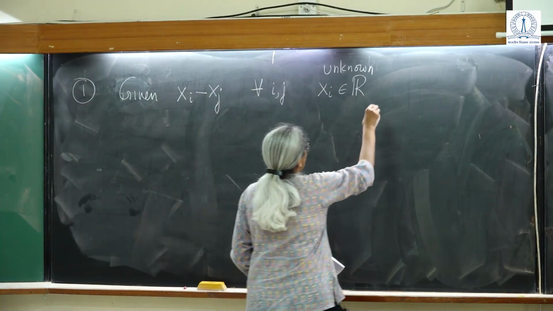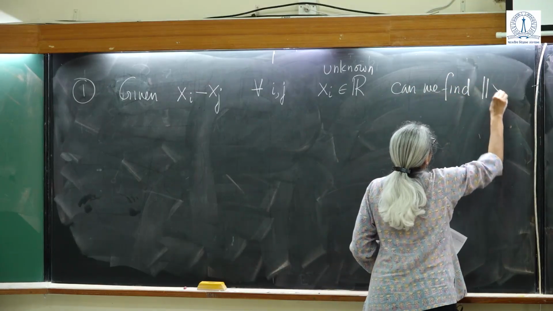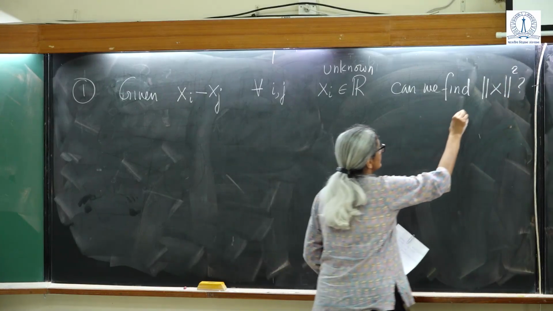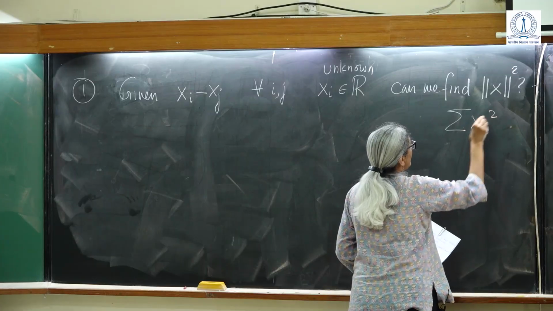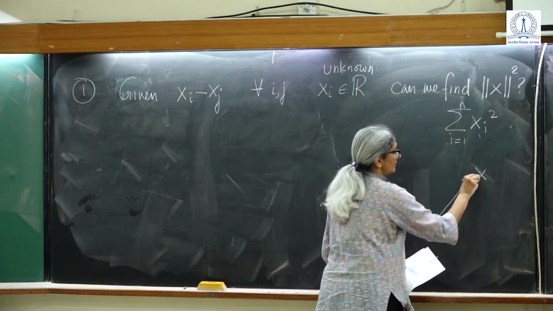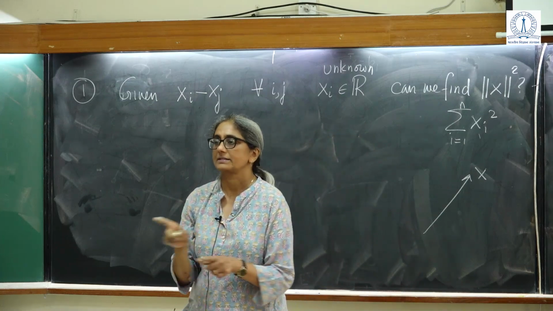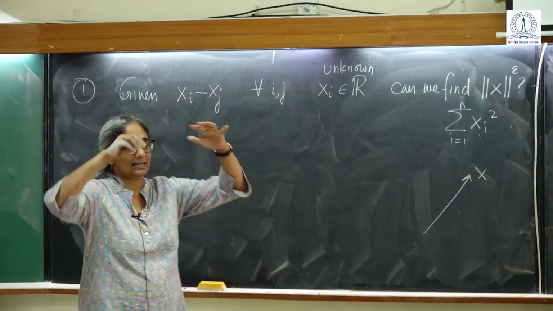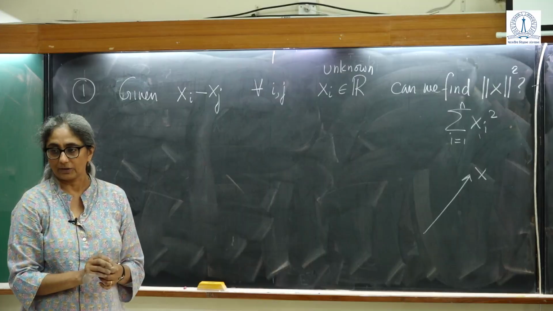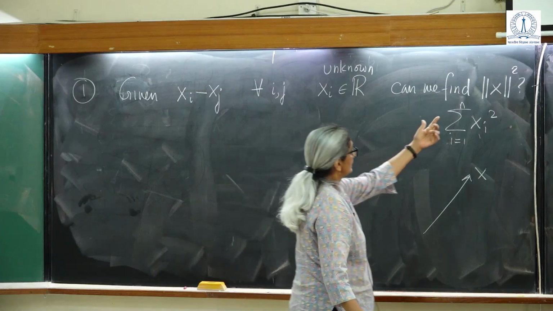Can we find norm x squared? Norm x squared is the same as the sum of xi squared. I don't know the numbers, but there is some unknown vector x. I know all the differences, x1 minus x2, x1 minus x3, all those I know. That means I have a complete graph with all the differences on the edges. You can think of it like that. I would like to calculate norm x squared.